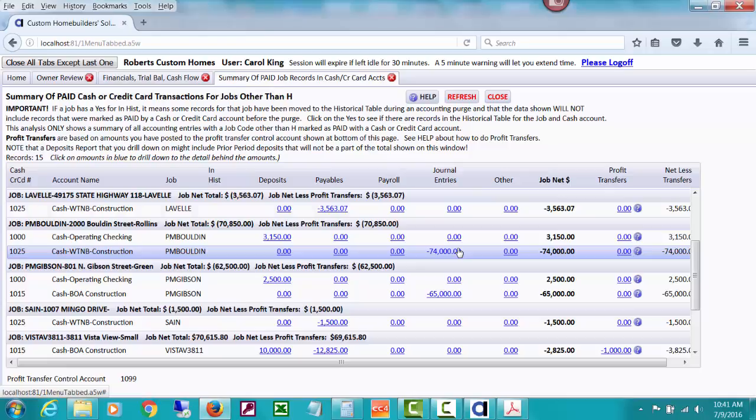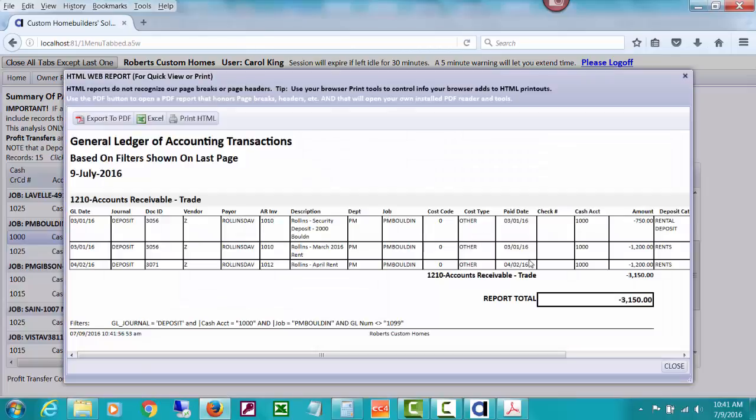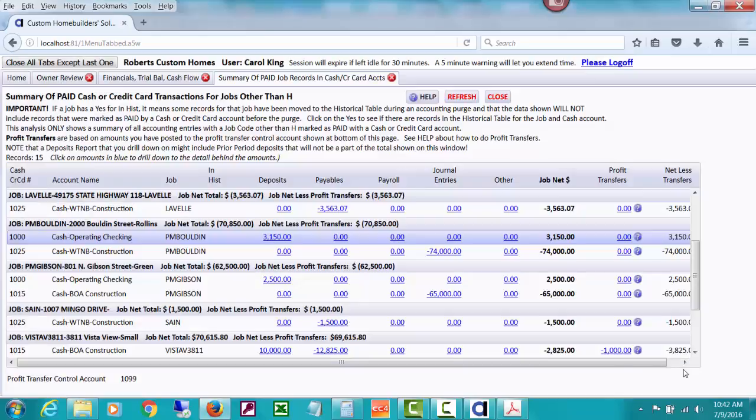So we bought the property, and we wire transferred the money, and we just posted a journal entry, where we could have also posted that in accounts payable and marked it as paid. But then we've had a few deposits posted: security deposit, March rent, April rent from some tenants. So you can drill down and then you can see the net.